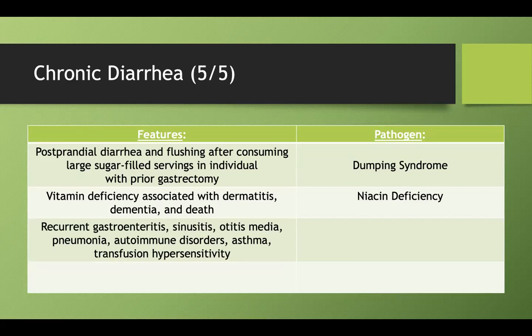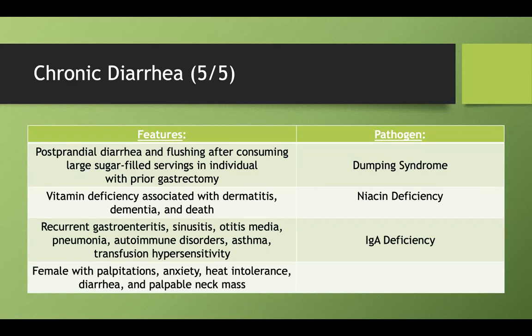How about if somebody, these last two are pretty rare. I just put them in there just to be comprehensive. I don't really think you'll get tested on this too much, but what if somebody has recurrent gastroenteritis, sinusitis, otitis media, pneumonia? If there's an association with several autoimmune disorders, asthma, transfusion hypersensitivity. I think this is also associated with like false positive pregnancy tests, kind of random. This is actually IgA deficiency.